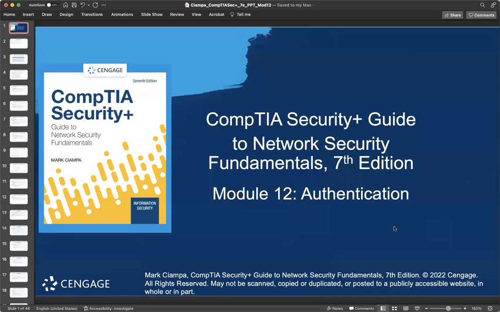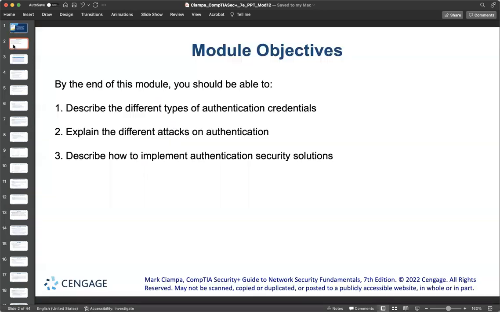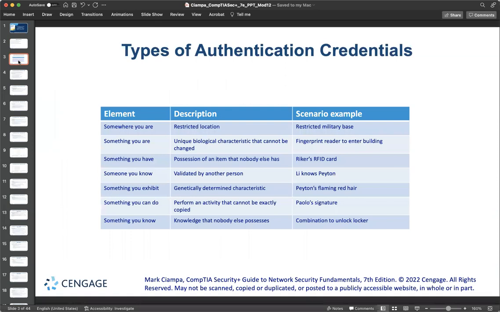Okay, welcome to Module 12 of the Network Security Fundamentals series, where we will be discussing authentication. By the end of this module, you will be able to describe the different types of authentication credentials, explain the different attacks on authentication, and describe how to implement authentication security solutions.